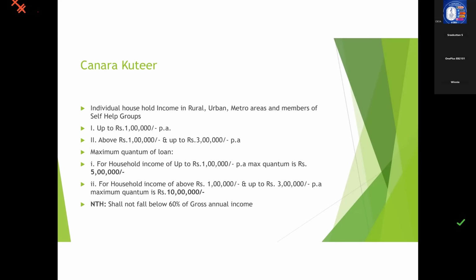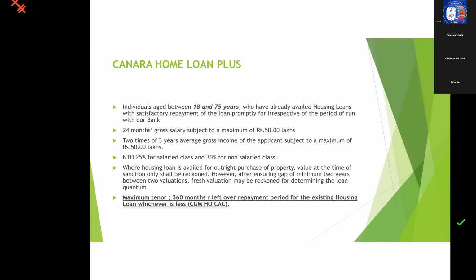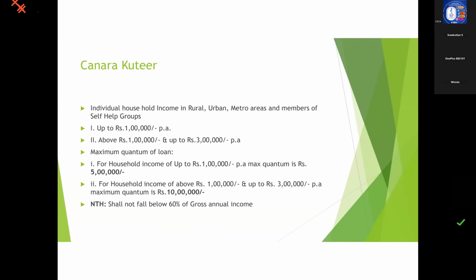And NTH, it is not like the general housing loan where the NTH was 25% and 10,000. Here it is 60% of gross annual income. Okay, so here the gross annual income can be 1 lakh or up to 3 lakh. So 60% of that should be there for gross annual income. So that is Canara Kutir. And one more important guideline is, Canara Kutir, you cannot give for repairs and renovation. It is always for construction of a house. Okay.